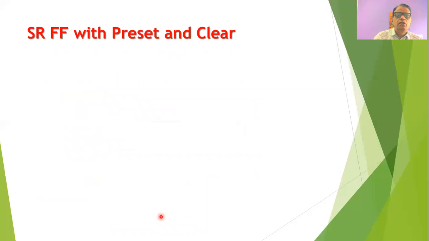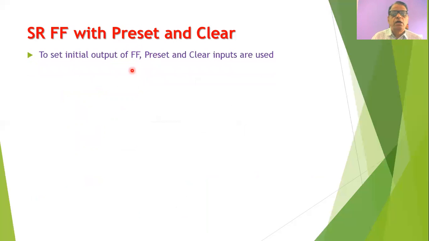It is also possible that you can apply the preset and clear inputs to the SR flip-flop. These inputs are used to set the initial output of the SR flip-flop. Now, so far, we were not having any control on the initial output of the SR flip-flop. But many times we want the initial output either equal to 0 or equal to 1. So whenever you want to set the initial output of the SR flip-flop, you can make use of preset and clear inputs.